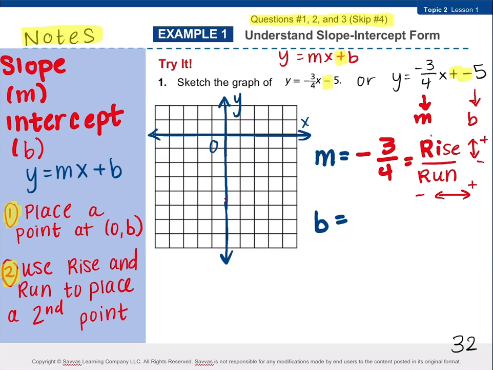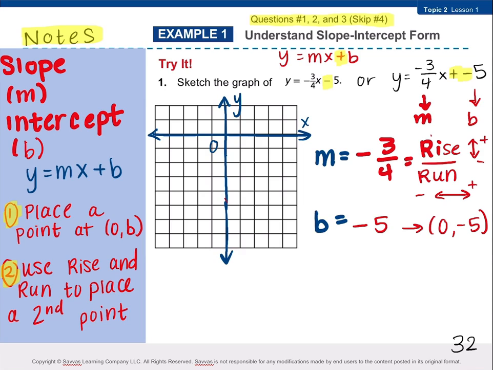And then my b is easy to identify. My b here is negative 5. That's the point where the line should cross the y-axis. So that means that there should be a point at 0, negative 5. So x will be 0. That means it's on the y-axis, and we're down at negative 5.